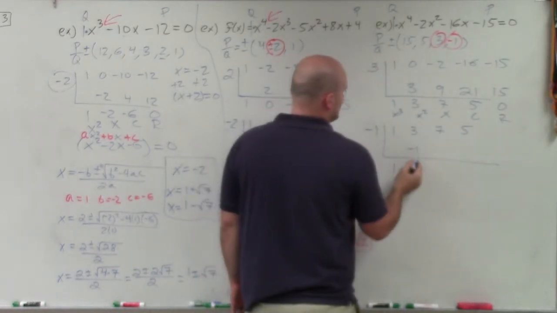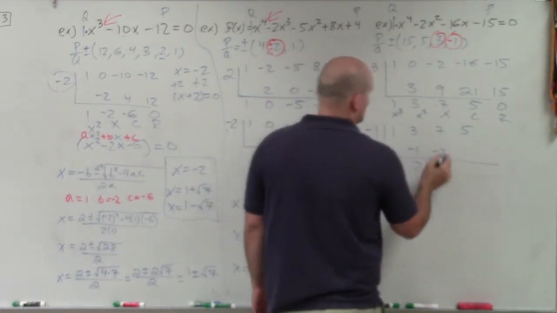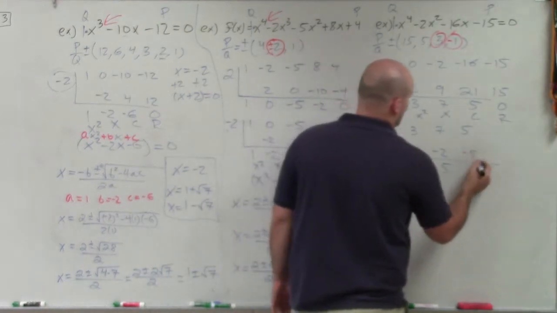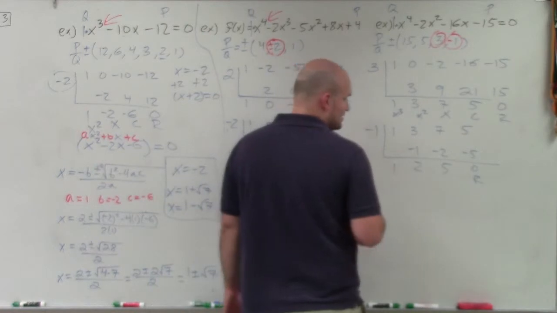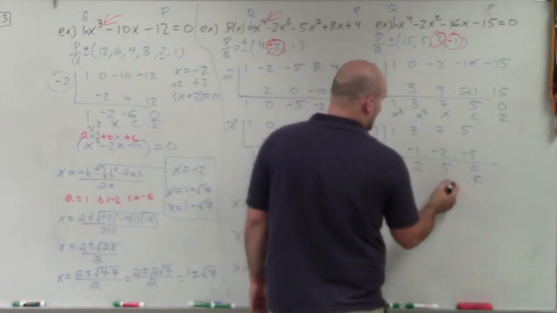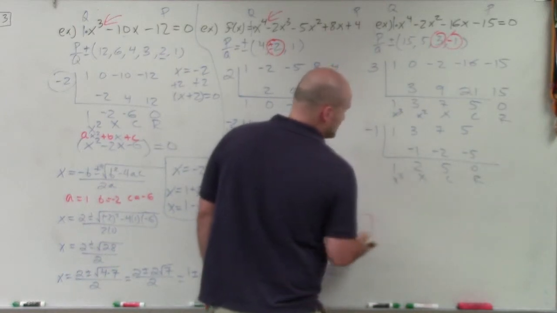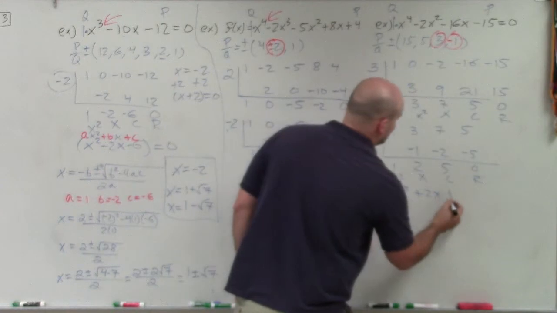1 times 1 is negative 1. 3 plus negative 1 is positive 2. 2 times negative 1 is negative 2. 7 plus negative 2 is going to be a positive 5. 5 times negative 1 is negative 5. 0. OK, so I have remainder is 0. That means that, again, confirms that that is a factor. This is my constant, linear, quadratic. So to write this as a factor, it would be x squared plus 2x plus 5.